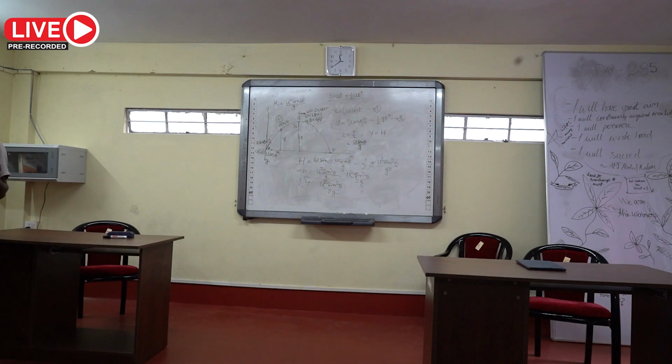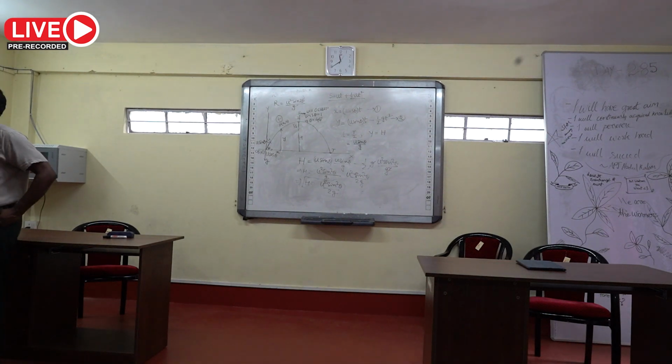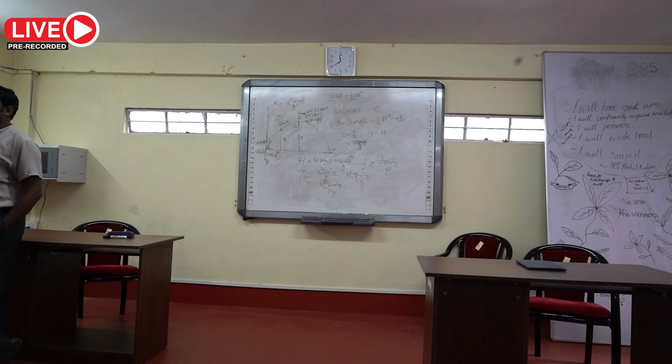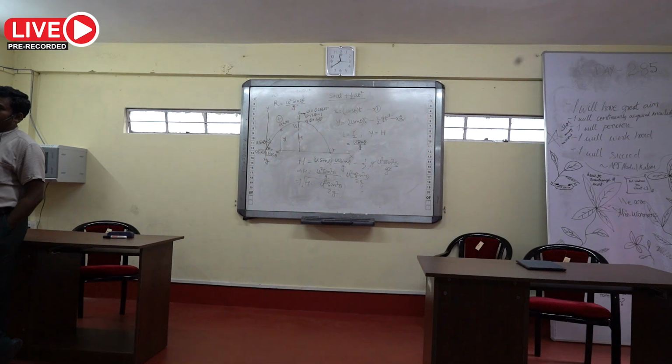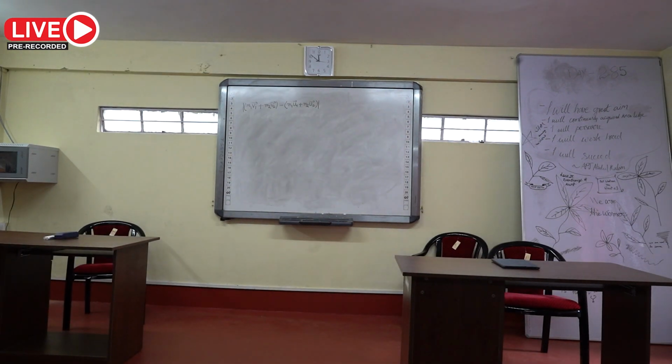So if I ask you at which point the projectile has its minimum speed, that is at the highest point. Speed is minimum at the highest point, write it. At the topmost point, the velocity vector of a projectile is horizontal, isn't it?